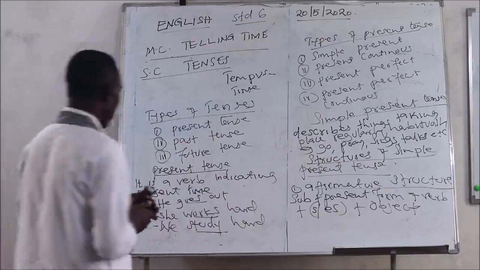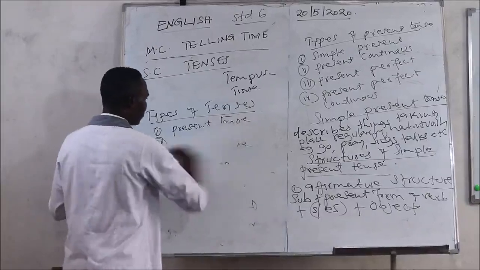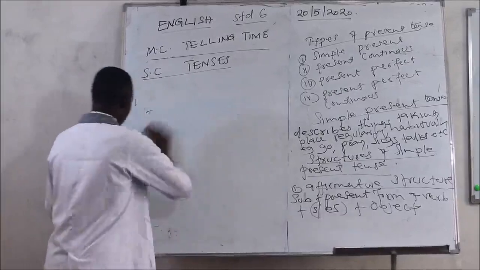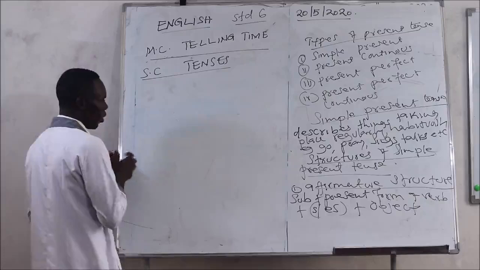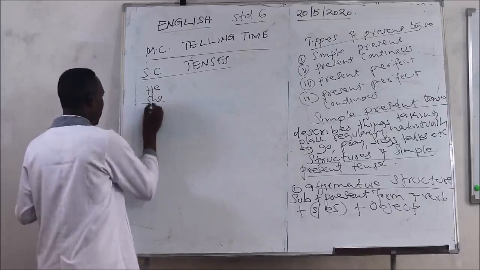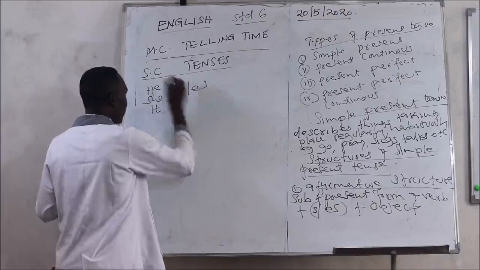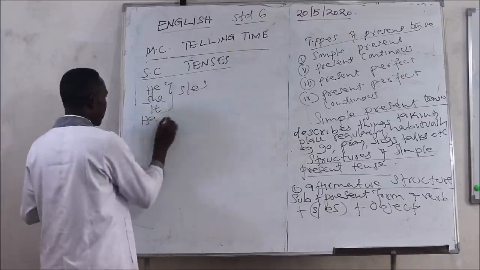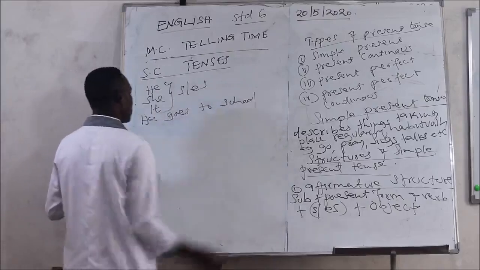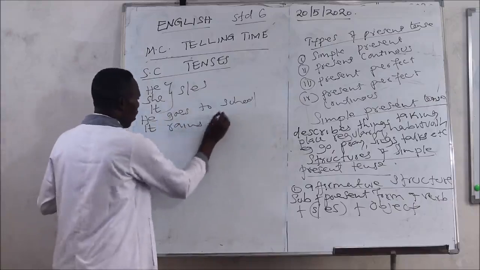So we use that one. For example here, we have a word such as he, she, it. Here we are supposed to use a verb ending with s or es. For example, he goes to school. It rains always.